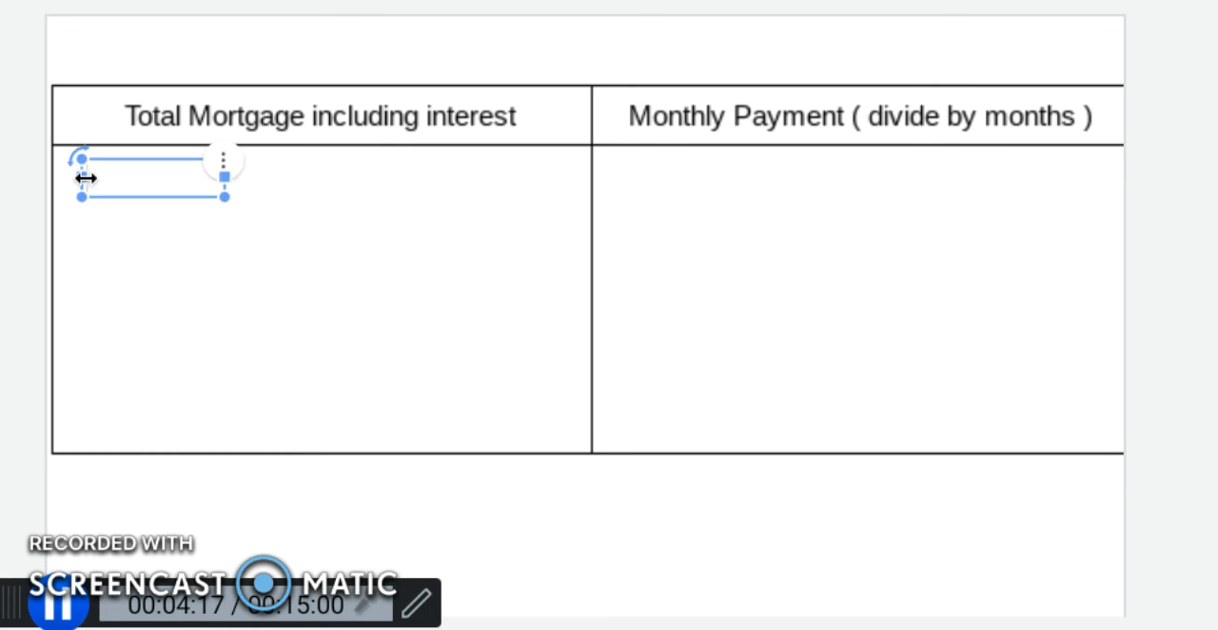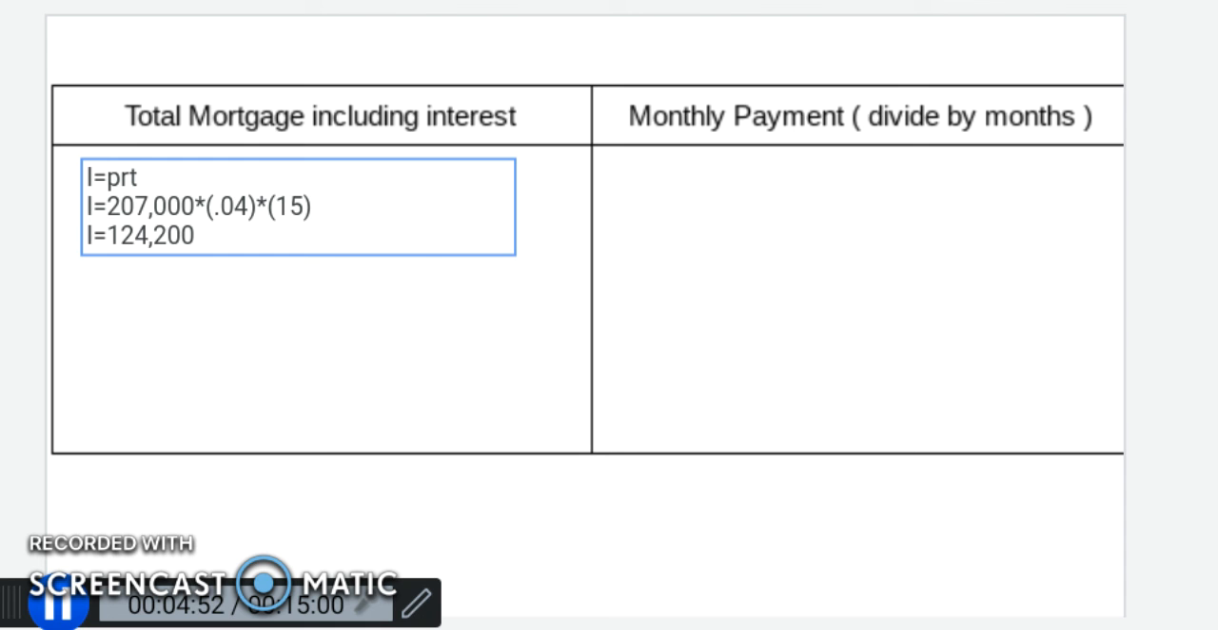So we're going to do I equals PRT. Our principal is going to be that amount we found on the previous screen, $207,000, times our rate, and this rate is going to be 0.04 since it's a 4% interest rate, and the time is going to be 15 for those 15 years. After you calculate that all out, you should get interest of $124,200.